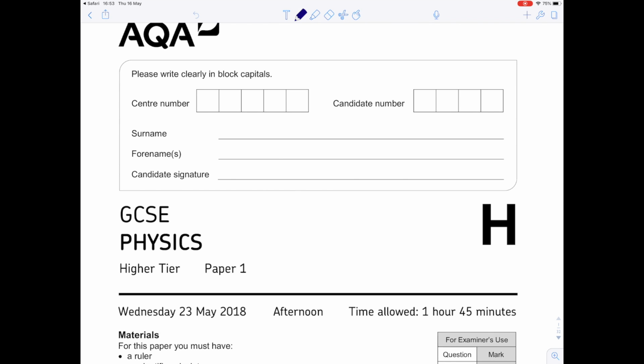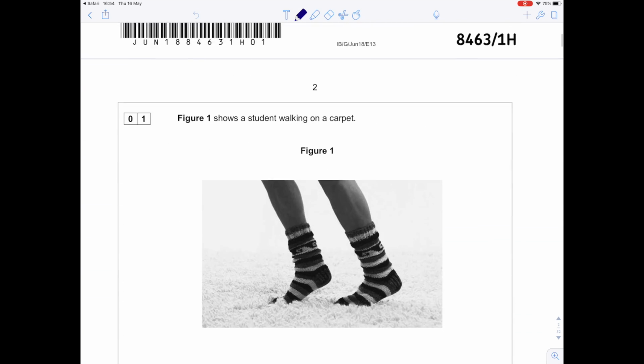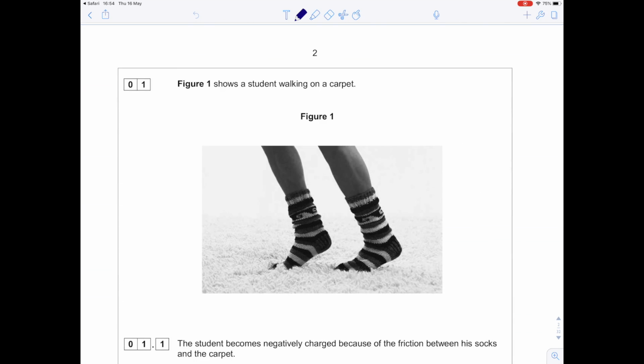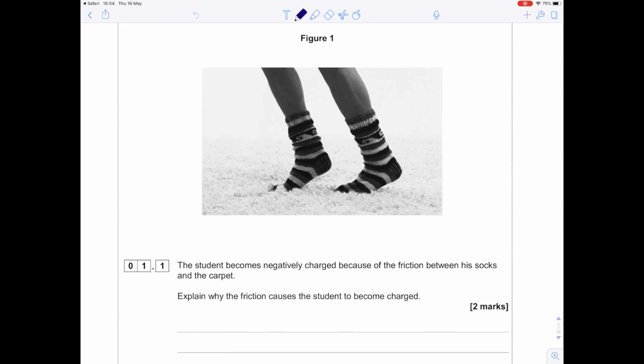In today's video, I'm going to be talking through the AQA GCSE Physics Paper 1 for single science candidates, and it's from May 2018. 1.1 Figure 1 shows a student walking on a carpet. The student becomes negatively charged because of the friction between his socks and the carpet. Explain why the friction causes the student to become charged.